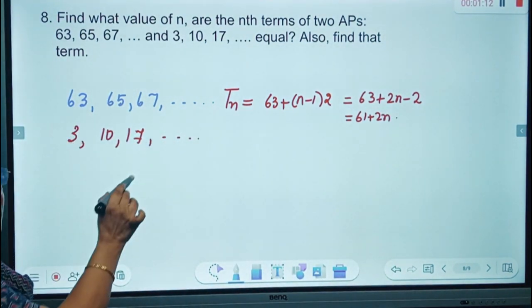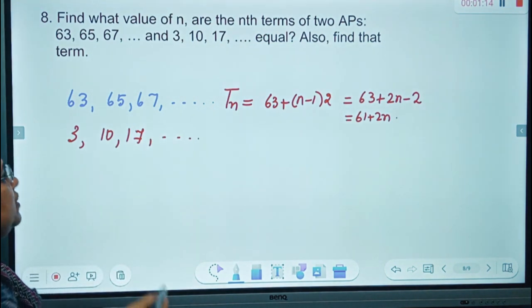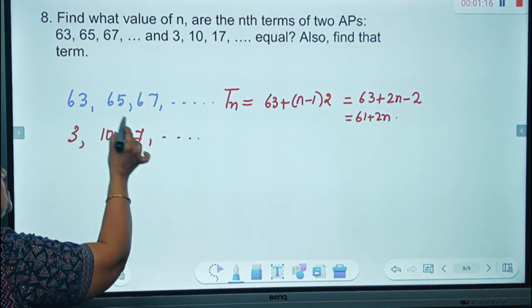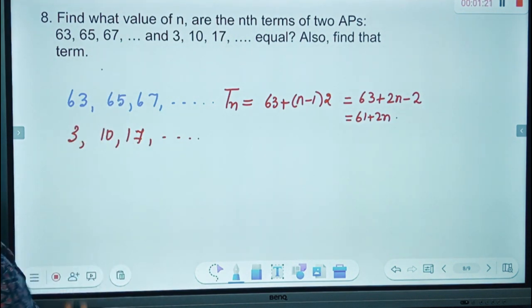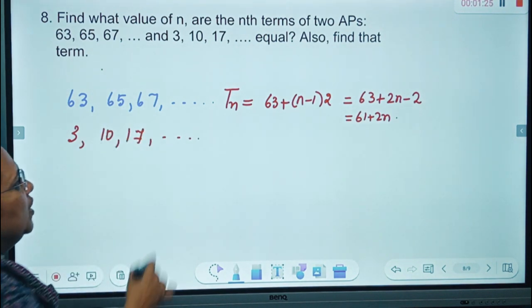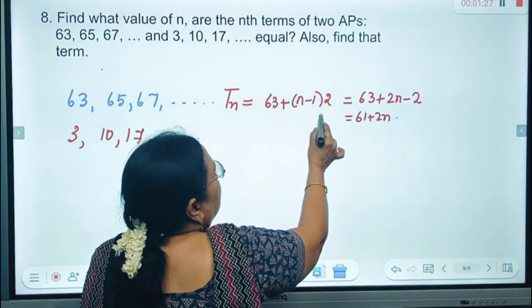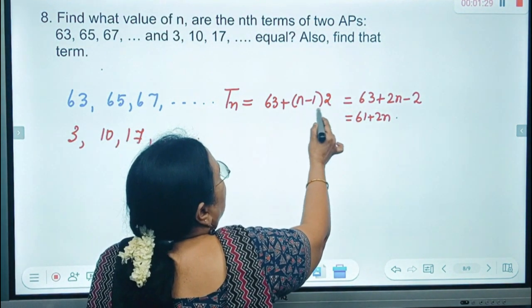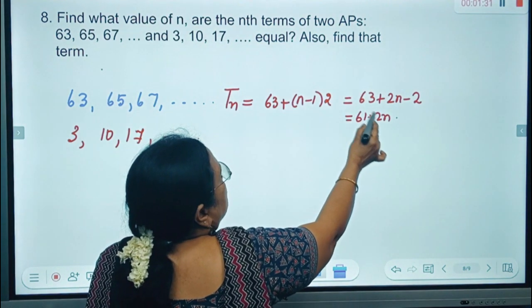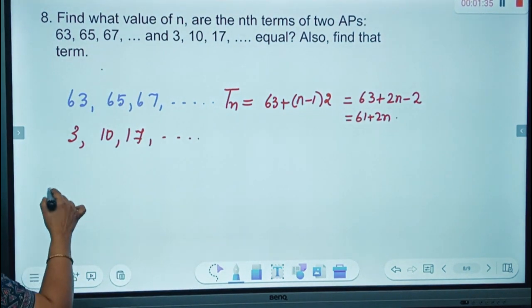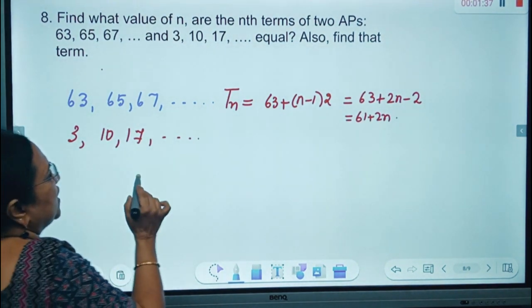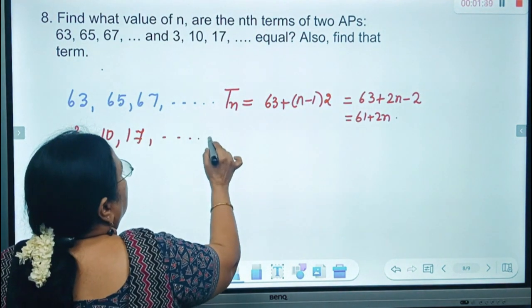The formula for the nth term is a plus n minus 1 into d. So 63 plus n minus 1 into what is the common difference? Second term minus first term is 2. Third term minus second term is 2. So the common difference is 2. From that I can write down the nth term: 63 plus n minus 1 into 2, 63 plus 2n minus 2, which is 61 plus 2n. Now let us look at the second one. For some n, what will be the nth term for this?